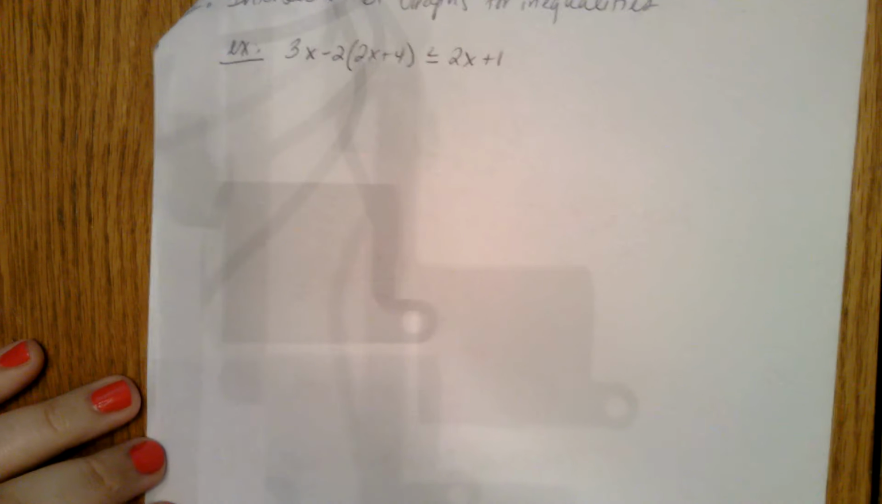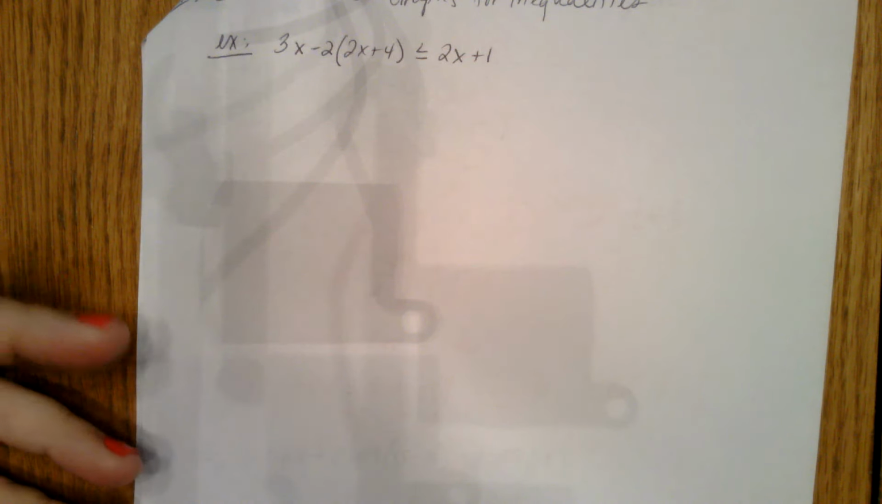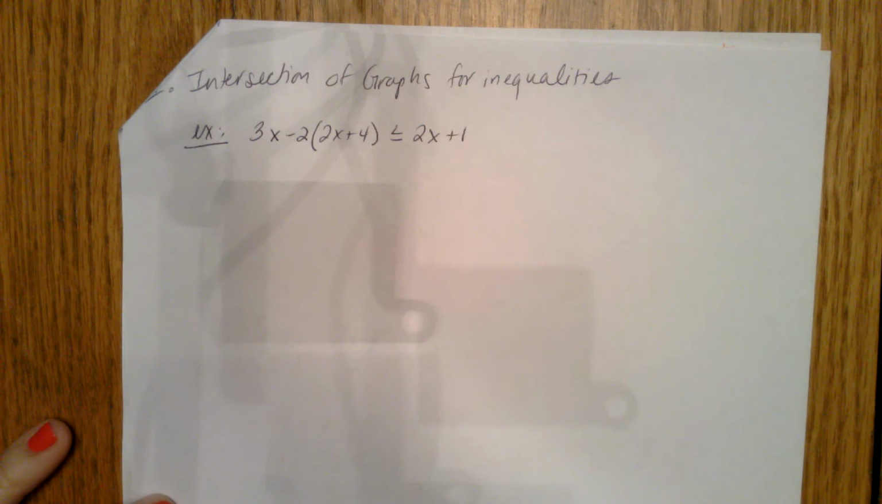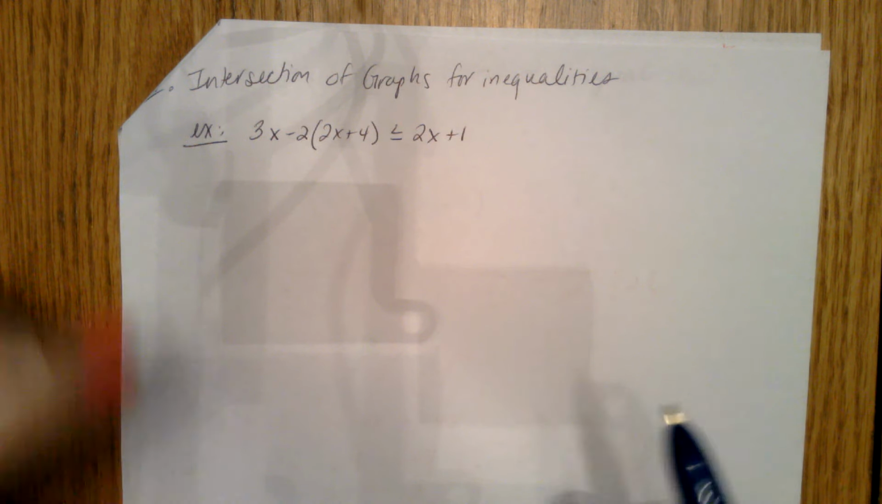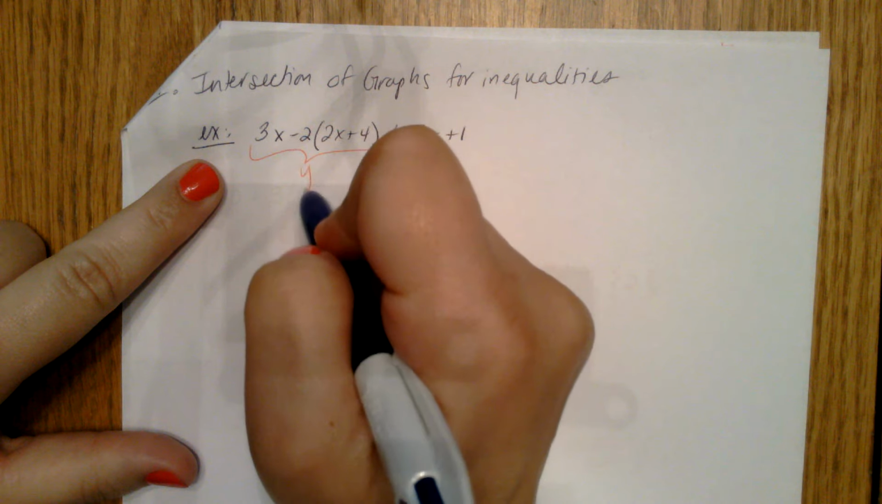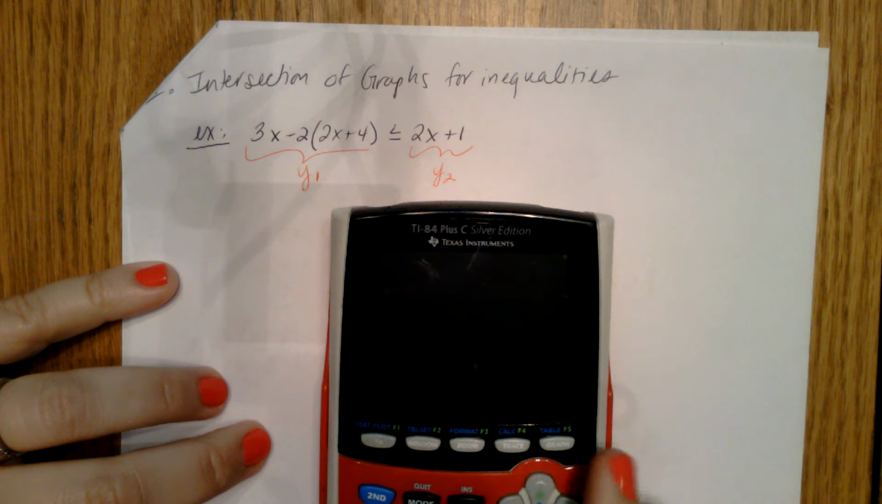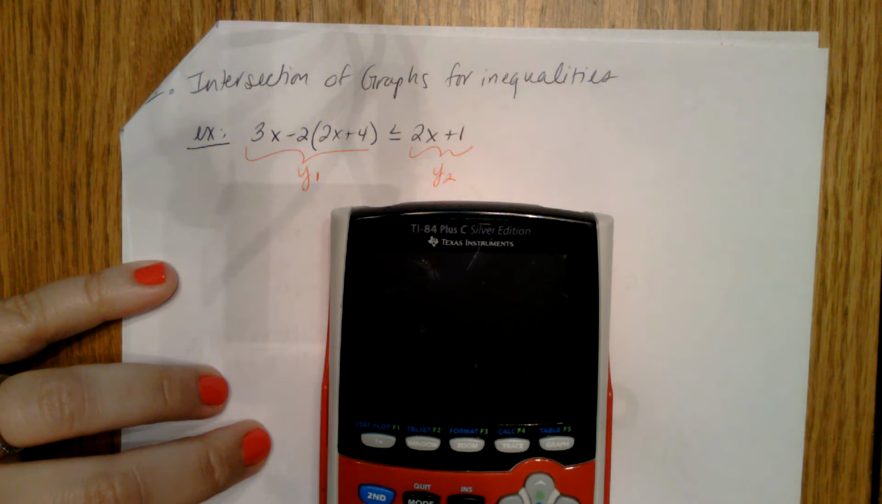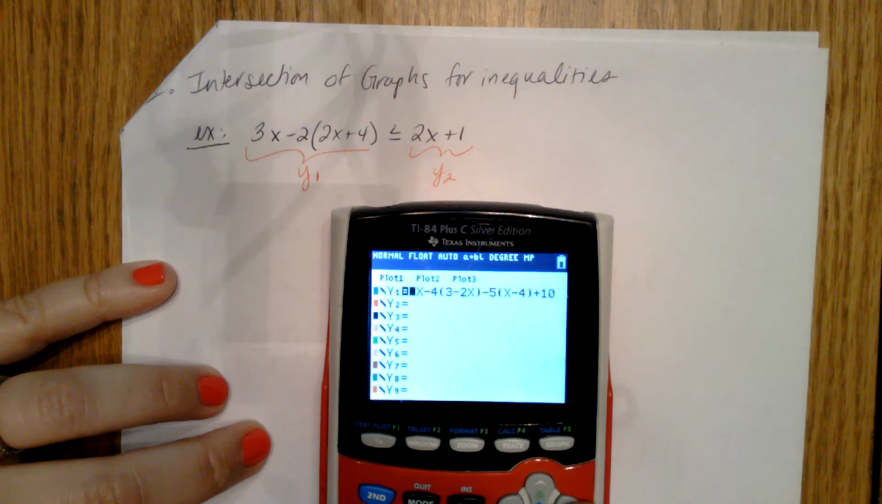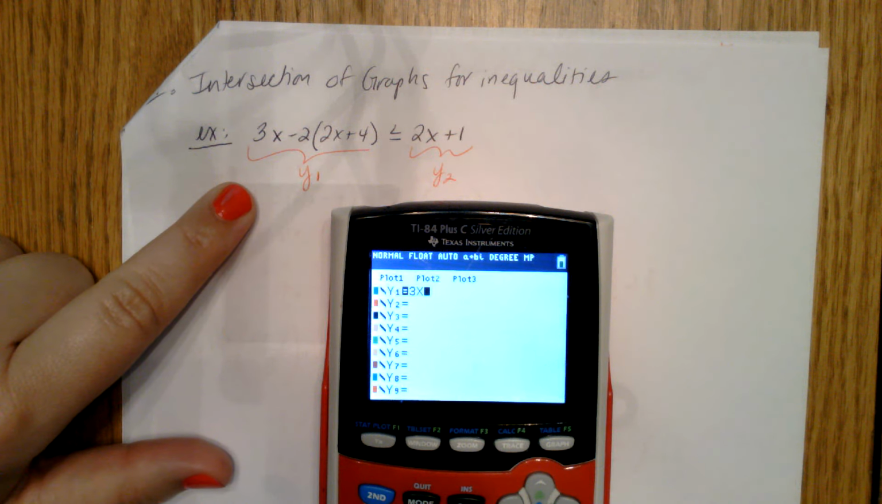All right, last but not least, intersection of graphs method for inequalities. Just want to show you how to do it on a calculator. There's the x-intercept way of doing it also. I'm just going to show you the one. Again, you're going to make this y1. You're going to make this side y2. And we're going to type 3x minus 2 times 2x plus 4.